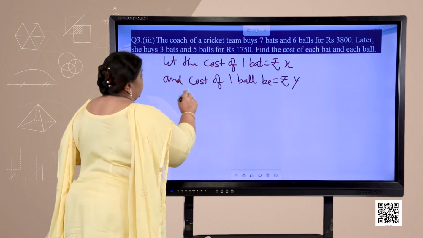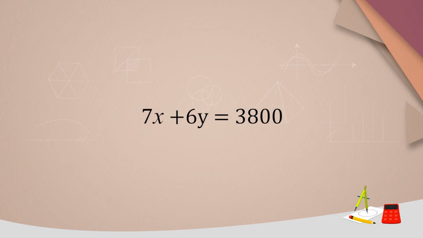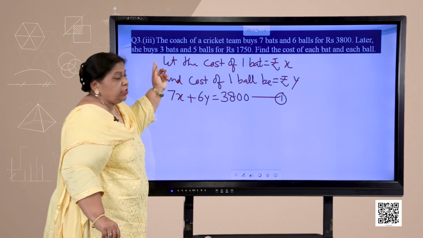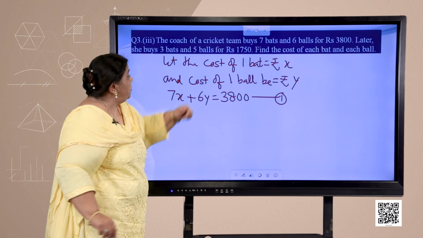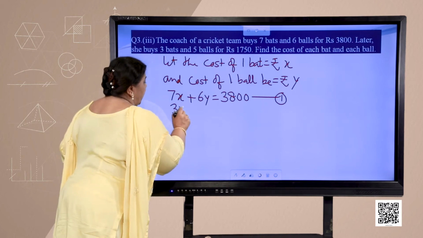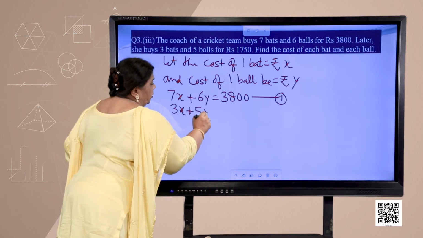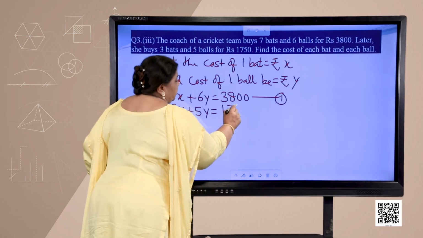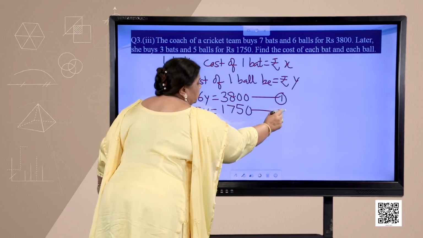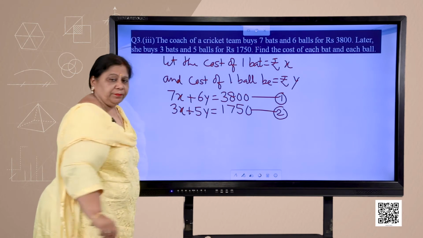Now, according to the question, how many bats are there? 7x and 6 balls. So, total cost is 3,800. This becomes our first equation. Second is, later she buys 3 bats and 5 balls. So, 3 bats and 5 balls will be for 1,750. This becomes our second equation.